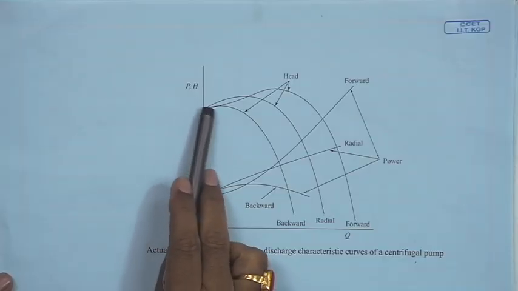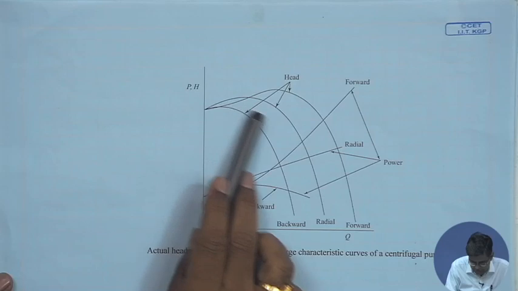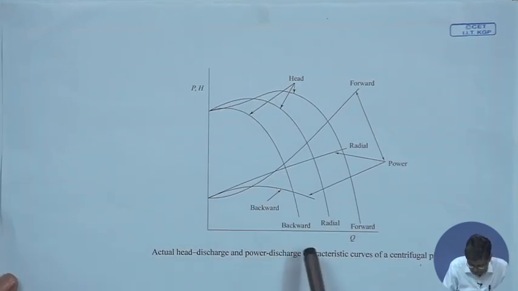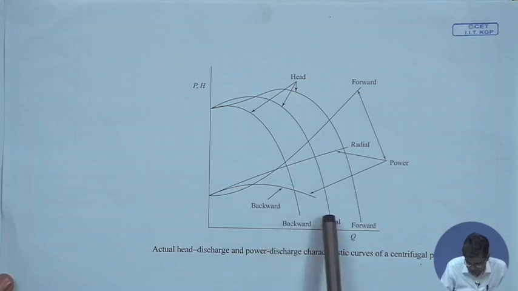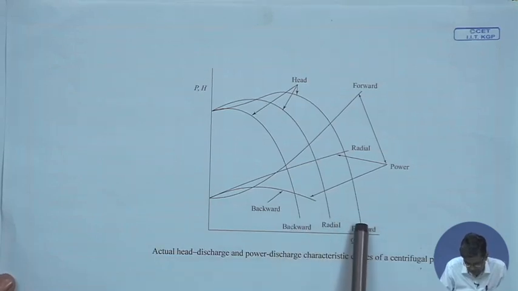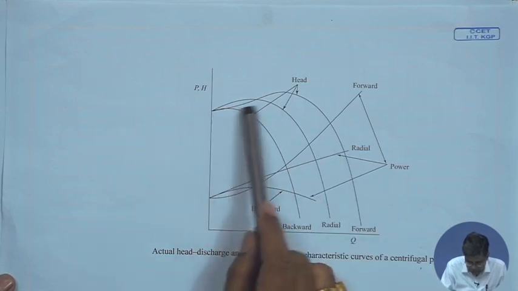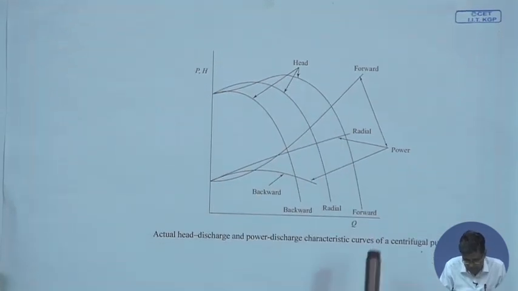But before that, I would like to discuss one thing. As I have told, these are the three characteristic curves for the HQ relationship for three types of blades. One is the backward facing, another is the radial, and another is the forward facing, and these are the typical power variations with the discharge characteristics.